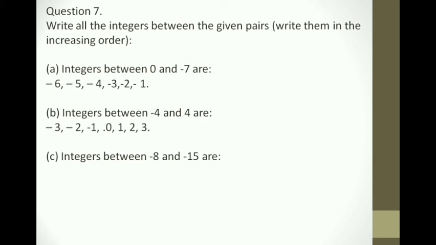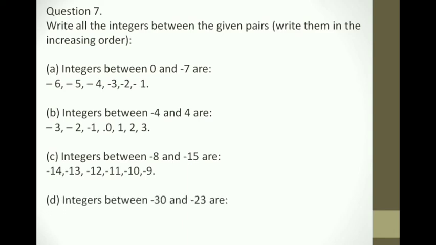Yes, if we compare 8 and 15, 15 is bigger. But it is a negative number, so it will be smaller. So we have to start from the smaller numbers. Before -15, which number will come? -14. So -14, -13, -12, -11, -10, -9.